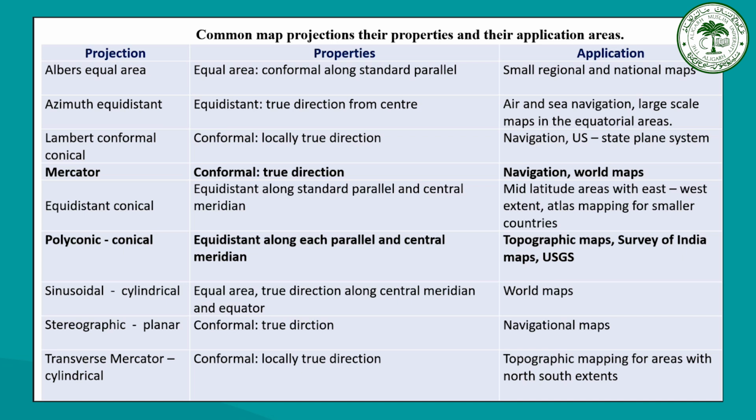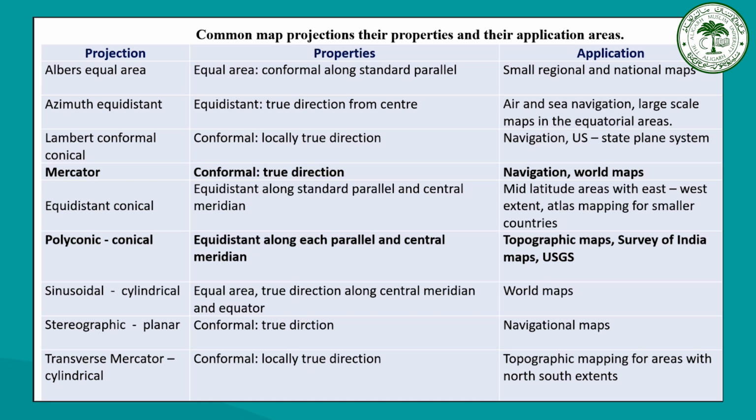These are some examples of common projections and their properties, and also the application area. For example, Albers equal area is used for small regional and national maps where area is preserved along the standard parallel. One very common projection type is known as the Mercator, the example I have shown you earlier also. This is conformal and true to its direction. Most of the navigation is being done using the Mercator projection. It is equidistant along the standard parallel, that is the equator, and the central meridian, that is 0 degree longitude. Mostly it is being used for navigation and representing world maps.